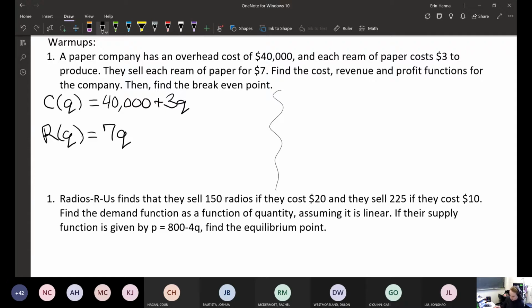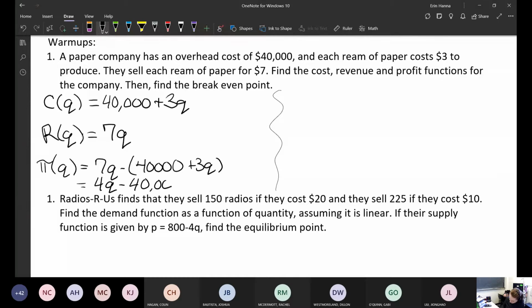And then our profit function, revenue minus cost. Always put your cost in parentheses. Which would produce, if you reduce that, 4Q minus 40,000. Questions on how I found those equations before I use them to find the break-even point?